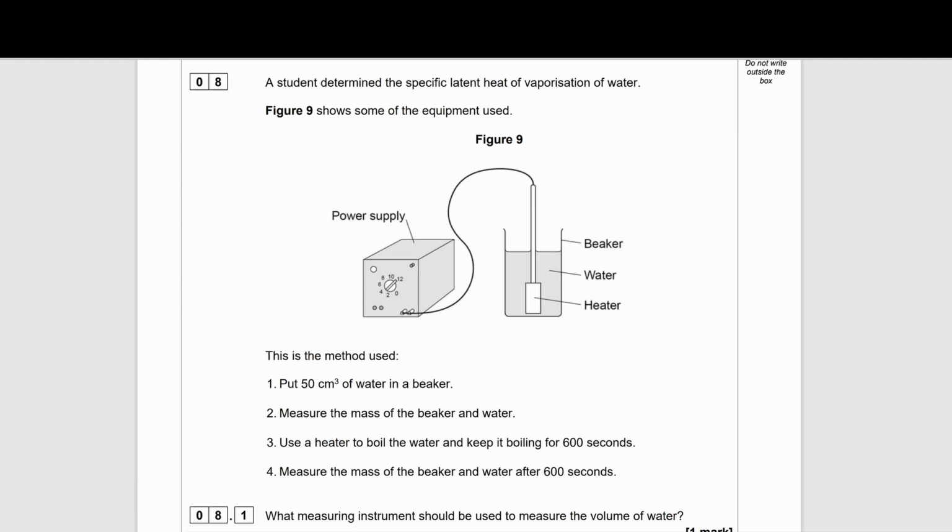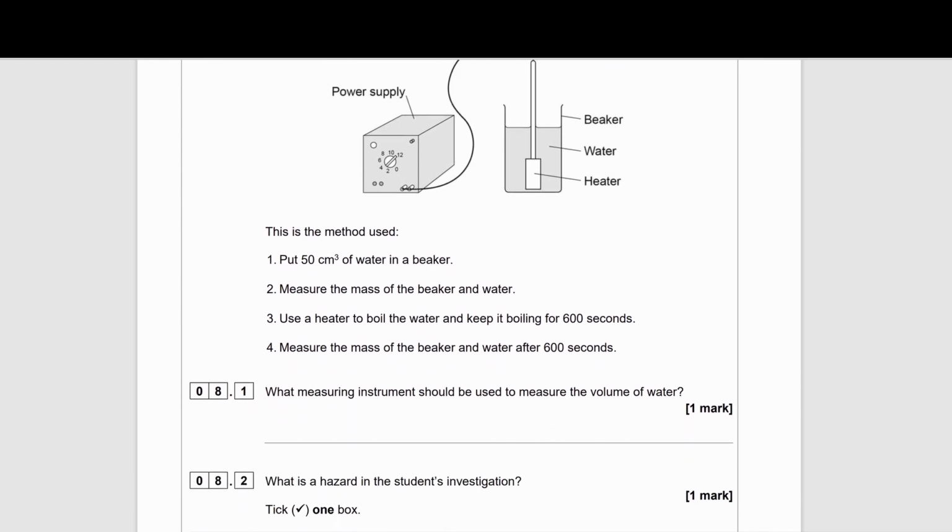8.1. What measuring instrument should be used to measure the volume of water? 1 mark. Well, again, just like in our previous questions, we need something that has a scale that can allow us to measure volume of water. Easy option could be a measuring cylinder.